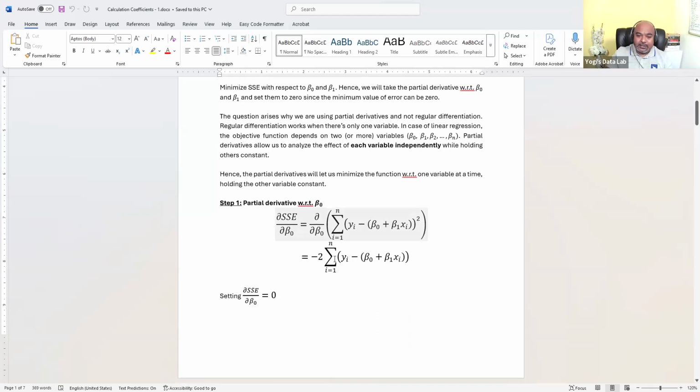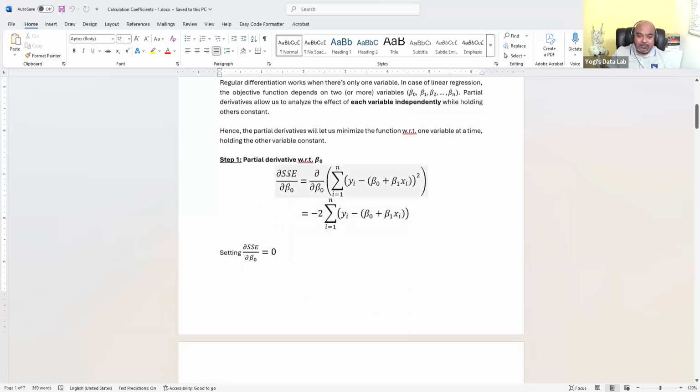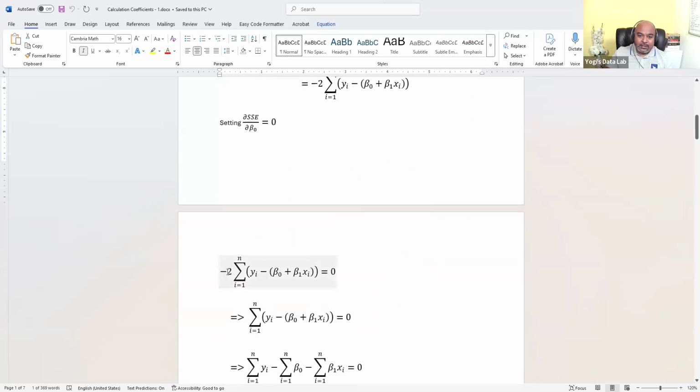When you differentiate this, you will get this value, which is minus 2 summation i equals 1 to n of yi minus (beta 0 plus beta 1 xi). Now, the minimum value that I can achieve is 0. So I'll set this value to 0. So what will you get? You'll get this equation equated to 0.